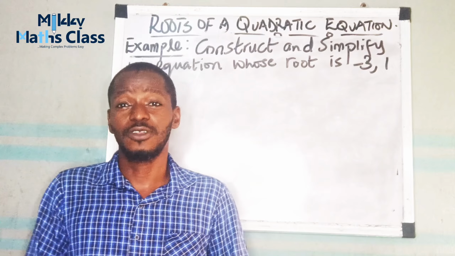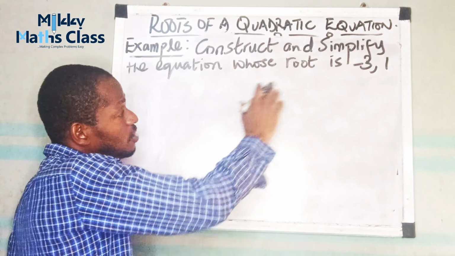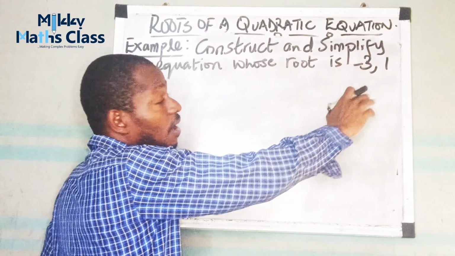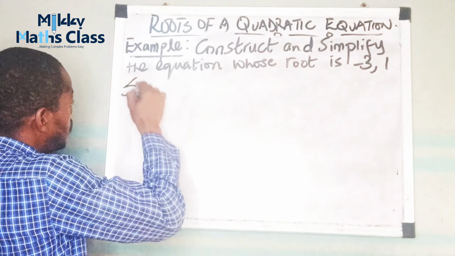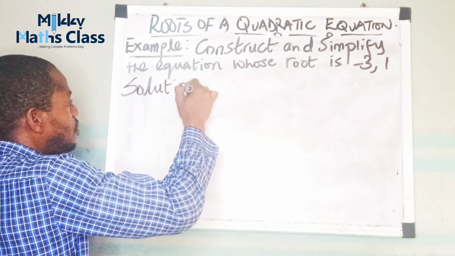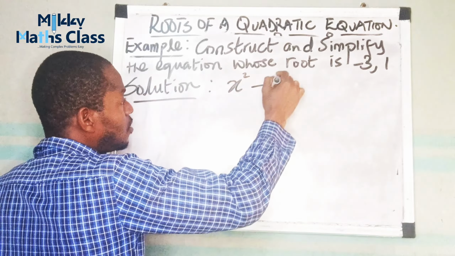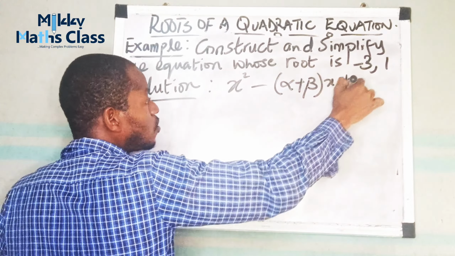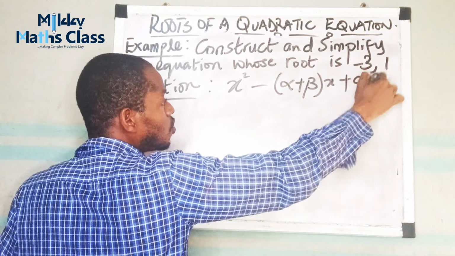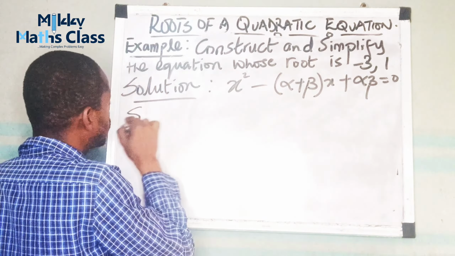All right, let's look at the third example. It says construct and simplify the equation whose roots are -3 and 1. So the first thing we do, we already know that our quadratic equation is of the form x squared minus the sum of the roots times x plus the product of the roots equals 0. So the first thing, we find the sum of the roots.